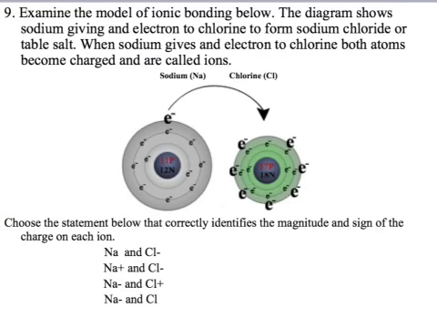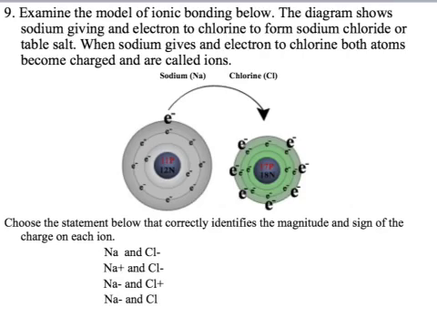Examine the model of ionic bonding. Ionic bonding, guys, just for those of you who don't know, is between a metal and a nonmetal. The diagram shows the sodium giving an electron to chlorine to form sodium chloride, or table salt. When sodium gives an electron to chlorine, both atoms become charged and are called ions. Choose the statement that correctly identifies the magnitude and sign of each of the ions.